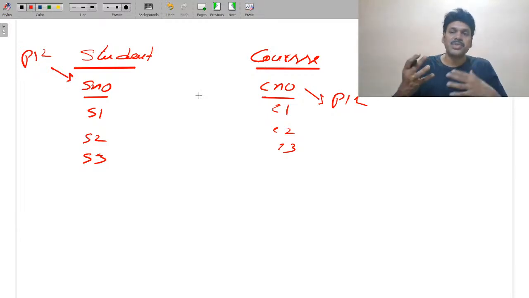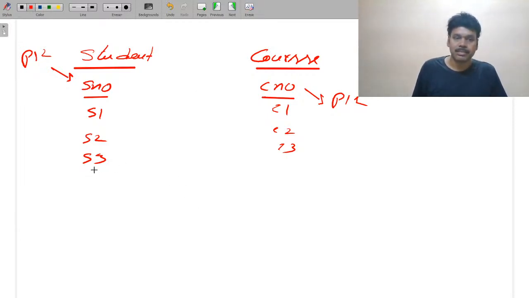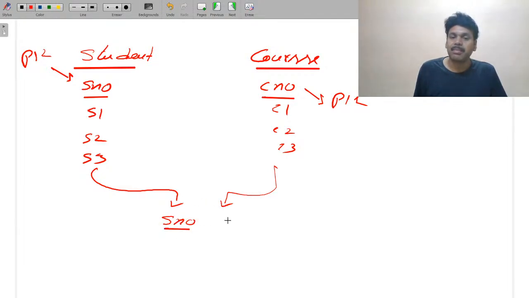So in order to have such kind of logic, there is a need of a relationship. So I'm taking the student number here and the course number here. So student number and course number are joined together. S1. So how many rows can you get? It's nothing but SNO into CNO rows. So here 3 rows are there. Here 3 rows are there. You will get 9 tuples at max.